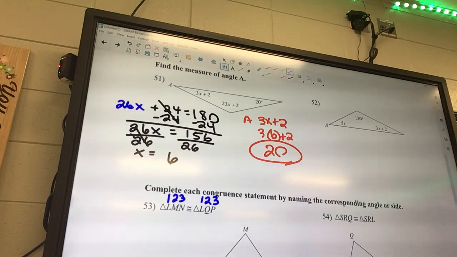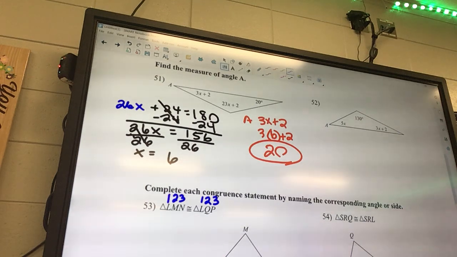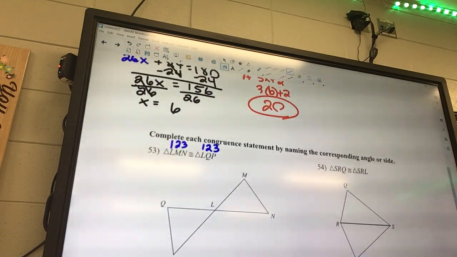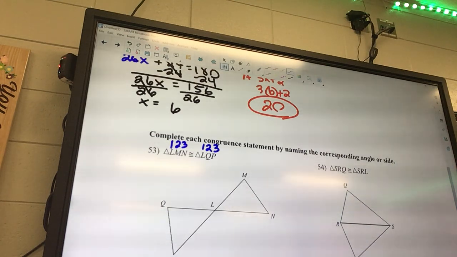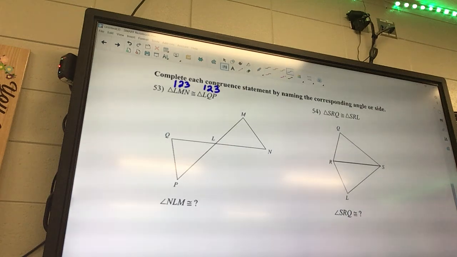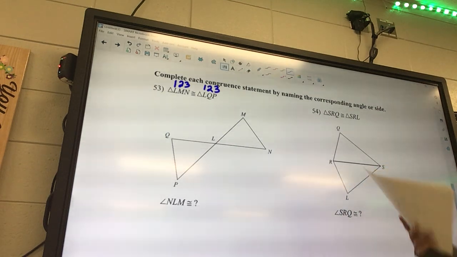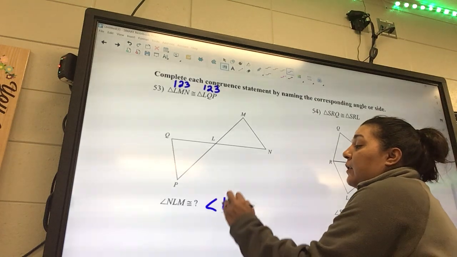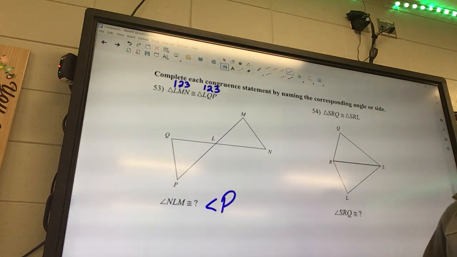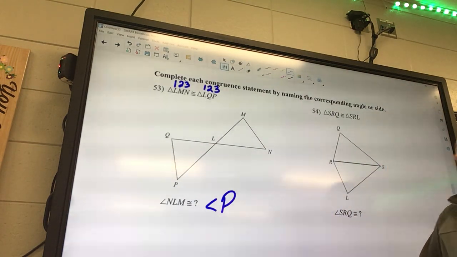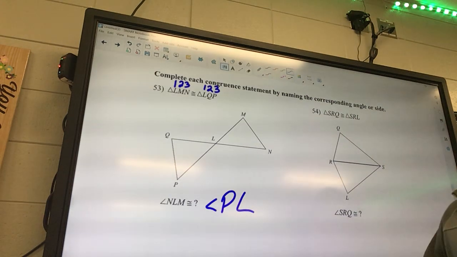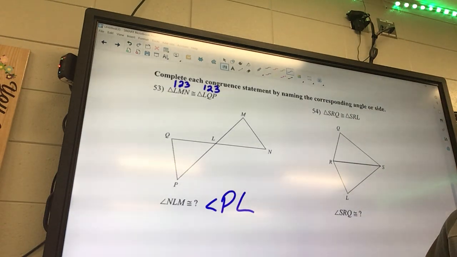Okay, 53. I went ahead and labeled 1, 2, and 3. I like the 1, 2, 3 method. If you don't, that's fine. So they want you to find NLM is congruent to what? What matches up to N on the first one? 3, which is 3 on the other one is P. Okay, so P. What about L? L matches up to L. M is Q.